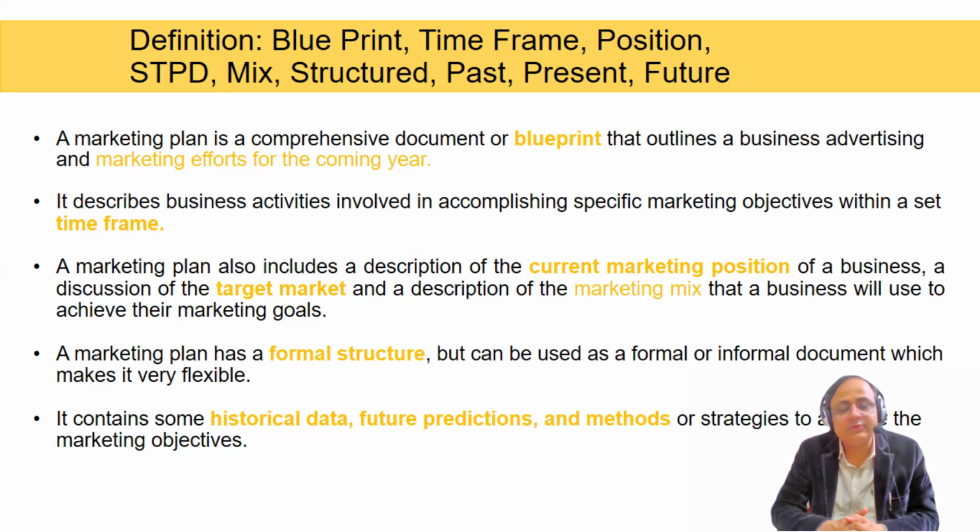There, we try to cover the different components of the product mix, different elements of the price mix, the supply chain management angle, followed by the promotion mix element, and we do the implementation and try to control the objectives, find out the deviations, and control those deviations. So a marketing plan is a formal structure, but we can use it both formally and informally. That is very flexible for us. A marketing plan contains historical data, future predictions, and different marketing strategies that you would like to apply.